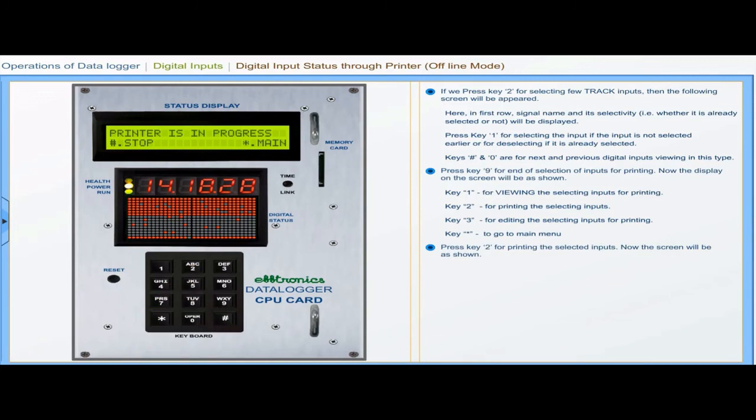Press key 2 for printing the selected inputs. Now the screen will be as shown. Key hash for stop printing. Key star to go to main menu.